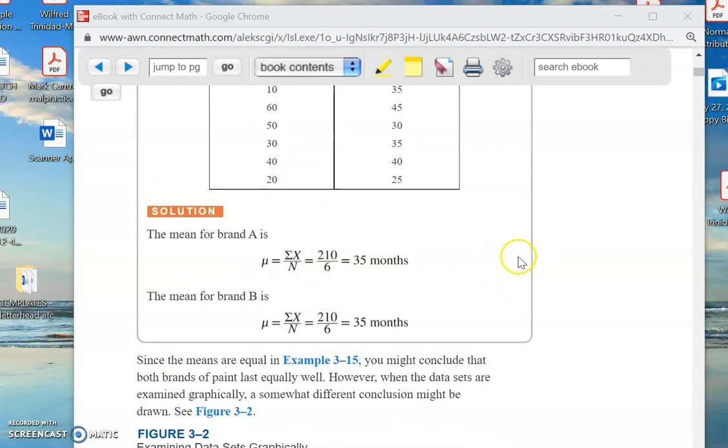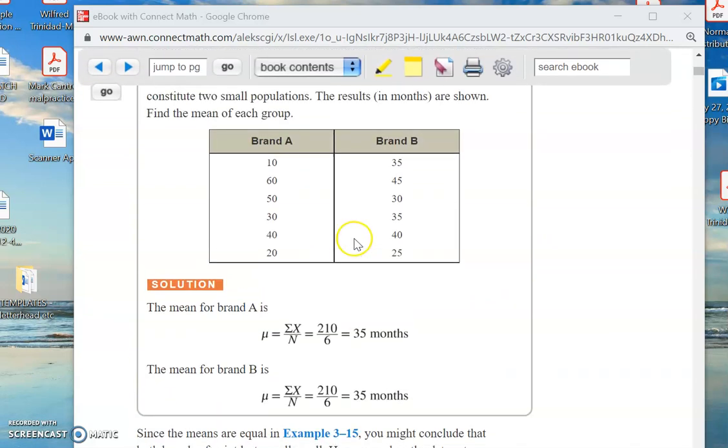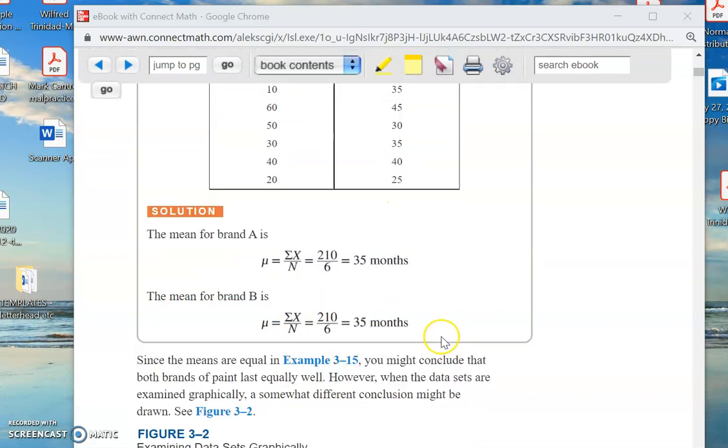The mean is going to be mu, because we're talking about a population now. The mu for brand A: we add these up, 10 plus 60 plus 50, and so on, on top, and in the denominator is the total number of data points. So we get 35 months. The mean for brand B, you add these up, and for heaven's sakes, it's the same number.